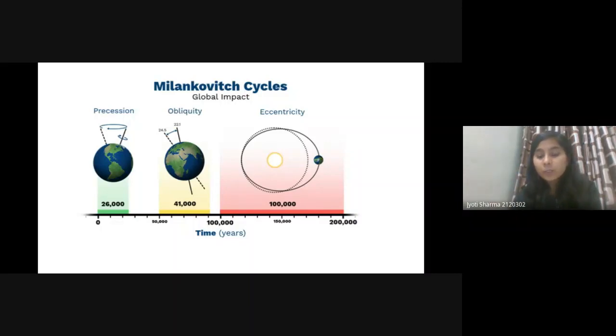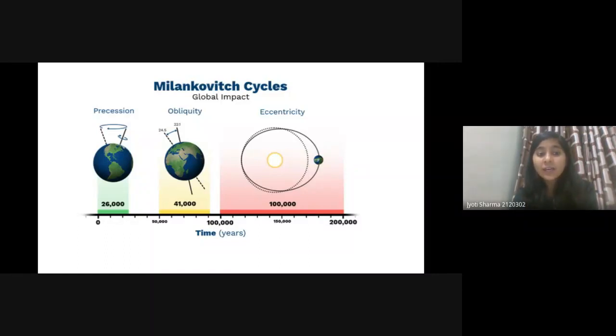Then obliquity, whenever there is a change in the axis. You know that the axis angle can change from 22.1 to 24.5 degrees. Whenever there is a change in the axis of your Earth, that can also give you climate change. Then eccentricity, when the orbit changes, because each time the orbit can change. Whenever there is a change in the orbit, that can also give you climate change, and that is known as eccentricity.